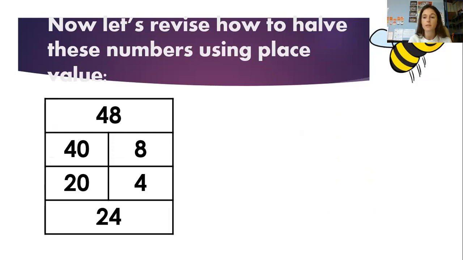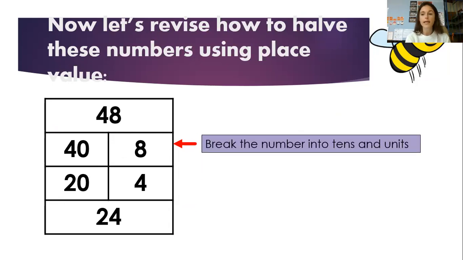And our first step is going to be exactly the same. We are going to use place value to split our number up into its different parts. Let's have a look at the number 48. We are going to halve this number. First step, we break the number up into its tens and its ones, or units. And you can see there that 48 is broken up into a 40 and an 8.